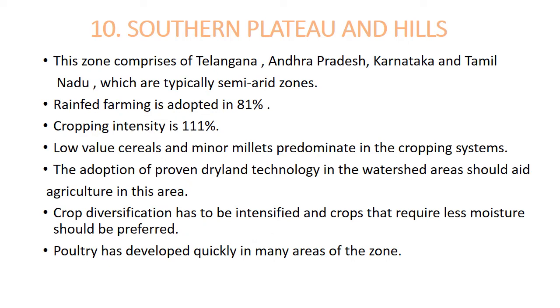Next, Southern Plateau and Hills. This zone comprises Telangana, Andhra Pradesh, Karnataka and Tamil Nadu, which are typically semi-arid zones. Rainfed farming is adopted in 85% and cropping intensity is 111%. Low value cereals and minor millets are predominant in this cropping system. Adoption of dryland technology and watershed management should aid agriculture in this area. Next, poultry has developed quickly in main areas of this zone. Crop diversification has to be intensified and crops that require less moisture should be preferred.